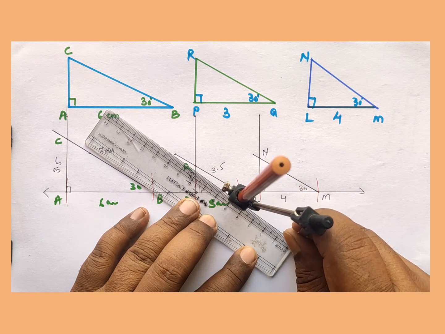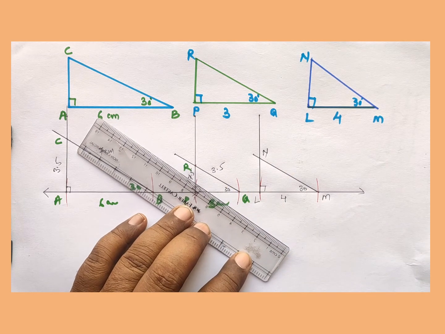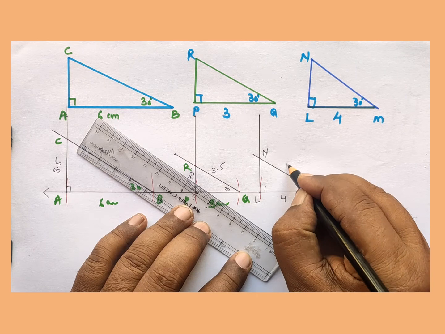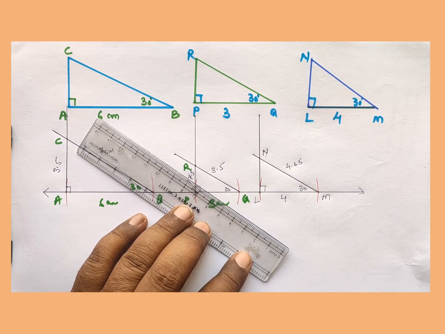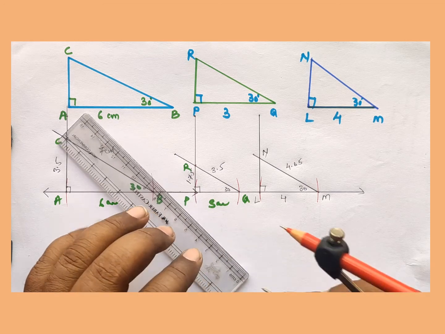It is between 4.6 and 4.7. So we will do what? We will put it at 4.65. Okay, same way we will take it on the other side.